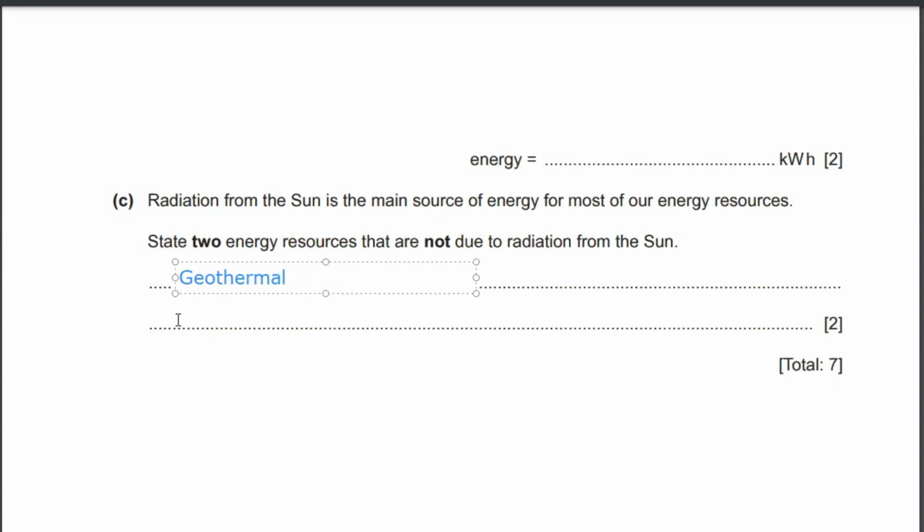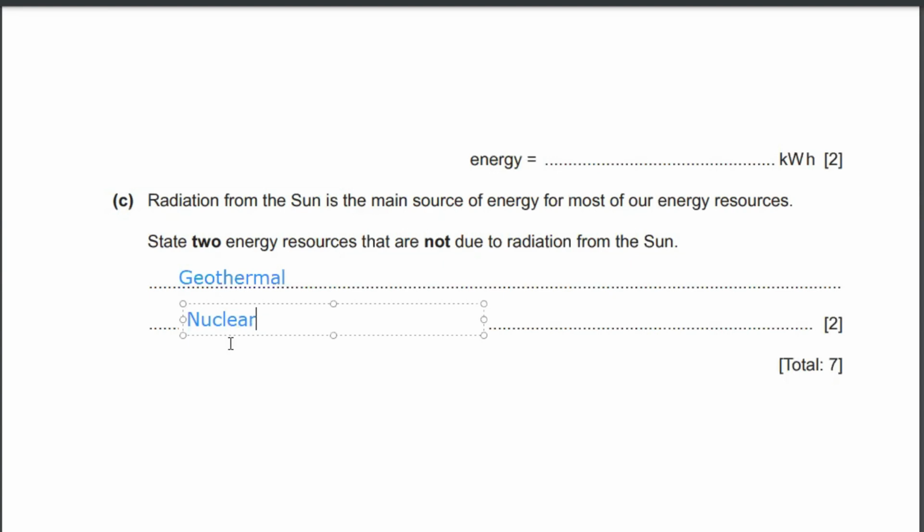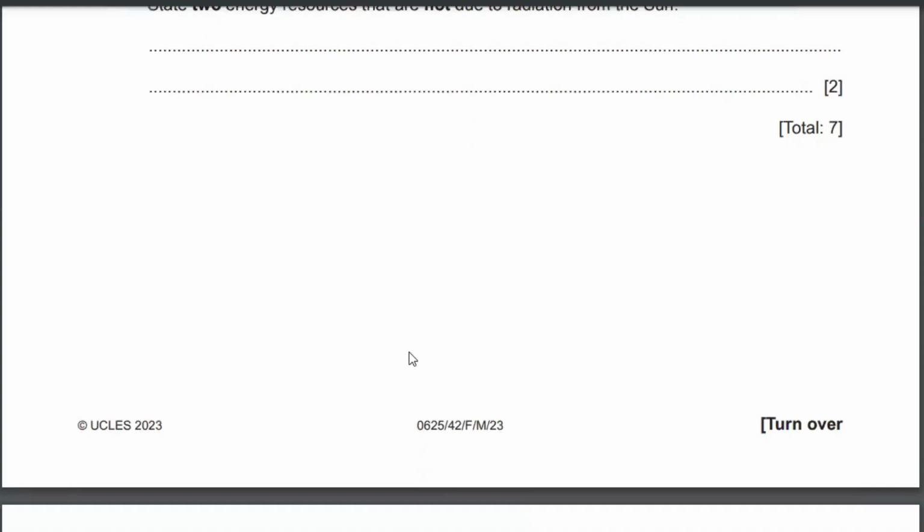Another example would be nuclear. Nuclear energy comes from the bonding between the nucleons in, let's say, a uranium atom. So it is also not influenced by the radiation from the sun. Another one would be tidal. If they had mentioned effects from the sun, then tidal would be the answer, because tides occur due to the gravitational pull of both the sun and the moon. In this example it will work because we are only talking about the radiation from the sun. So any two from this would be the right choice.